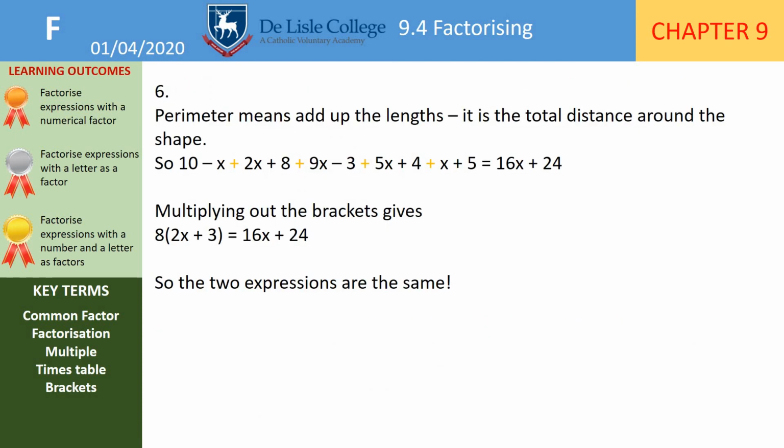Okay, so question 6, the perimeter means add up all the lengths. It's the total distance around the shape. So you've got the 5 sides there, and notice I've put a plus in the middle to show that I'm going to add those 5 sides. Now that we know how to collect like terms, we can simplify that to give us 16x plus 24. If we multiply out the brackets, that also gives us 16x plus 24, so the two expressions are the same.